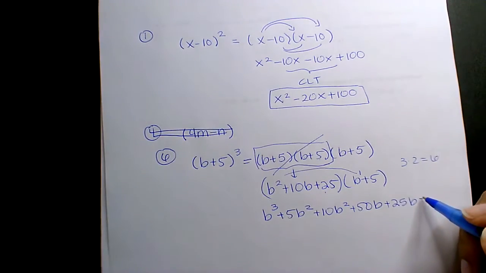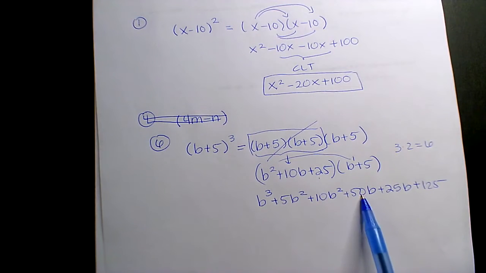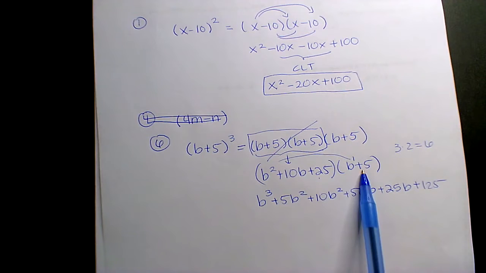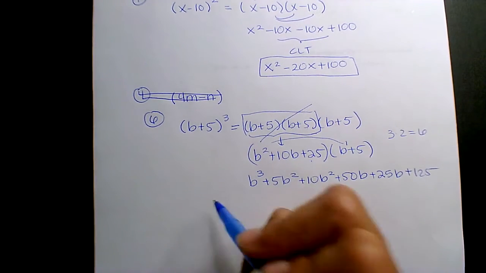125. Okay, and so check. 1, 2, 3, 4, 5, 6. I have 6 terms because a trinomial times a binomial. If you expand it out without combining like terms, you should end up with 6 terms, which is what we have. So now you just combine like terms.